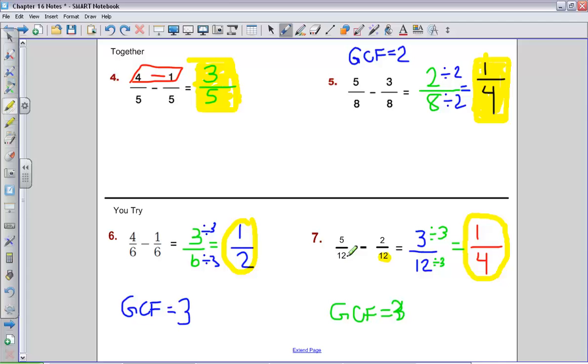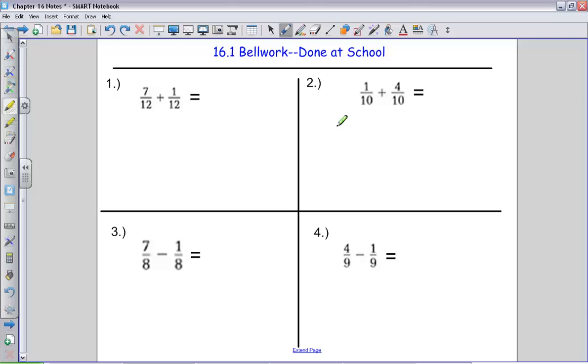Okay? So that's adding and subtracting fractions that have like denominators, so they have the same denominators, makes it really easy for us. So tomorrow we're going to have 4 bell work problems, and we'll go from there.